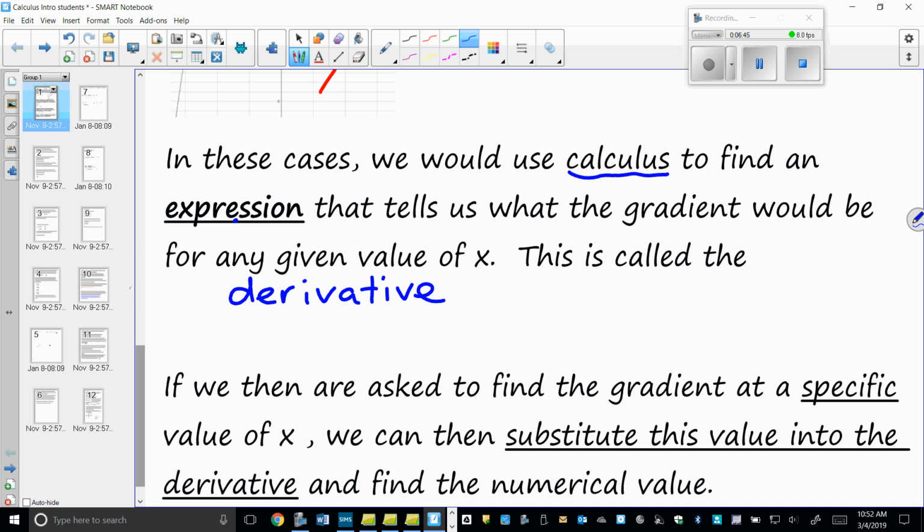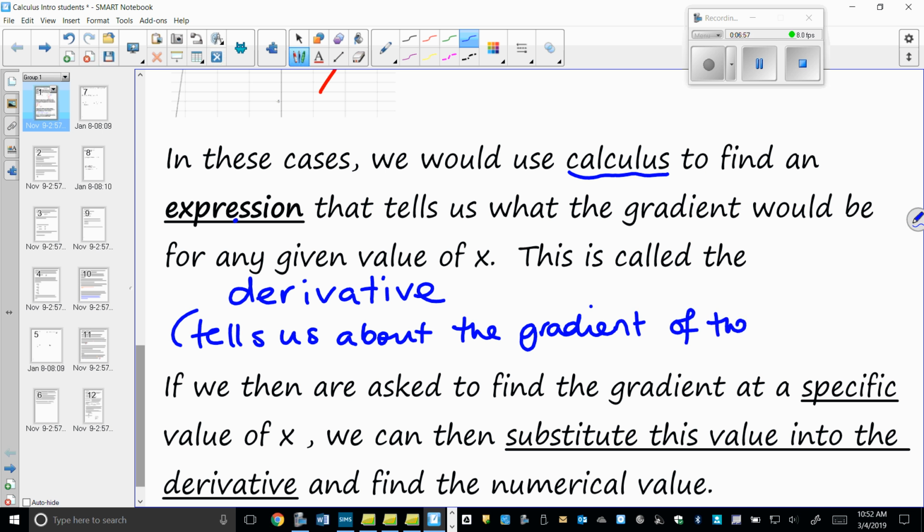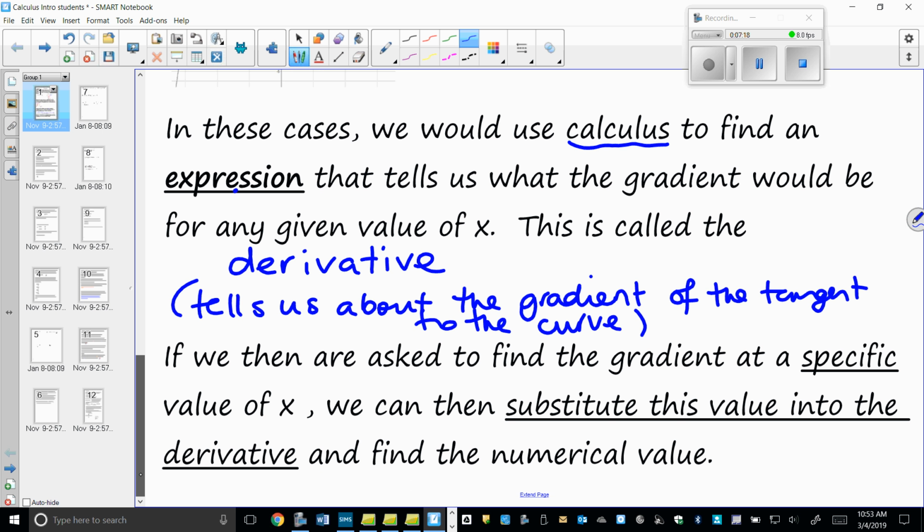Okay, so this derivative tells us about the gradient. More specifically, it tells us about the gradient of the tangent at each of these different points. Then, as I said, if we're asked to find the gradient at a specific point, or at a specific value of x, we then substitute that value of x into the expression, and we can find the numerical value.